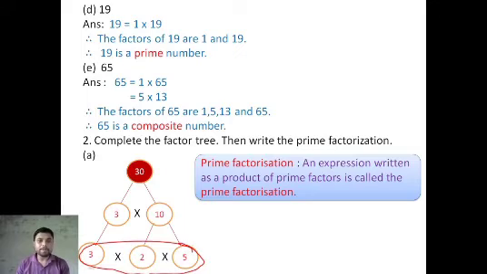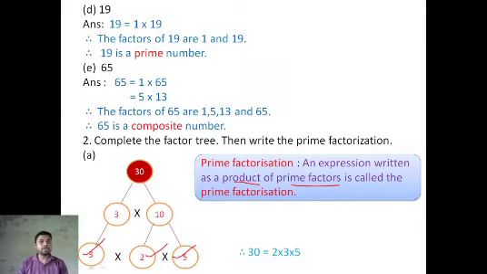Now what will be the prime factorization? In this way, 30 is equal to 2 into 3 into 5. Look, 2 prime, 3 prime, and 5 prime. And here it is multiplication, so it is a product of prime factors. Is it clear? So this is called the prime factorization. Is it clear, my dear students? And remember this term.